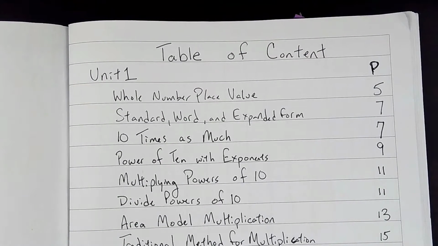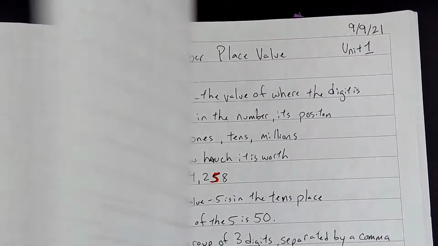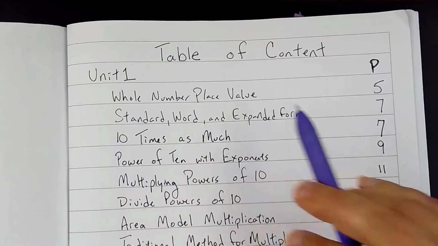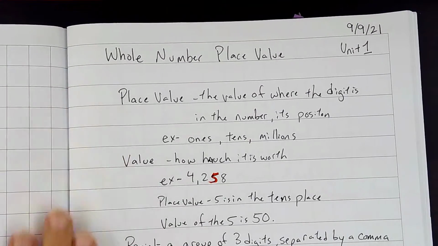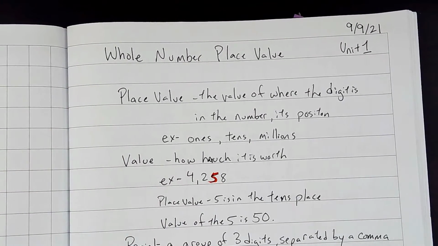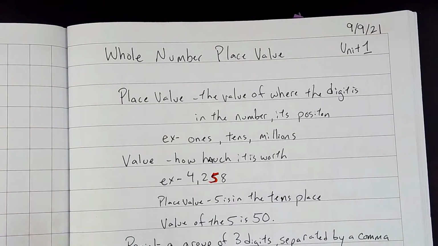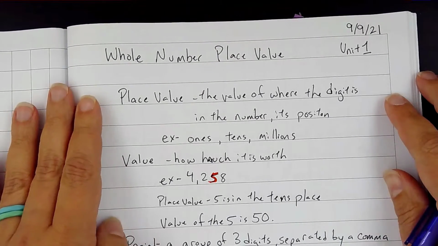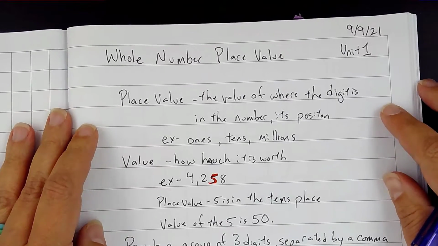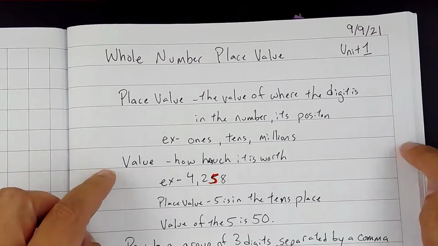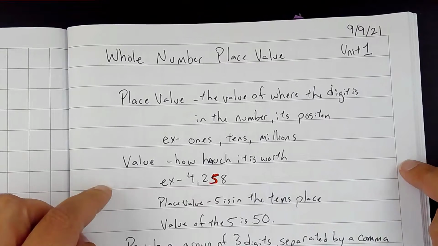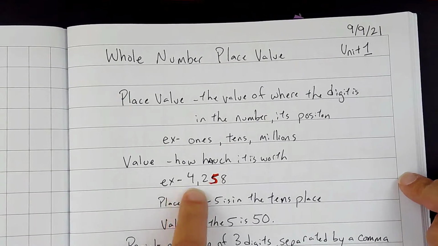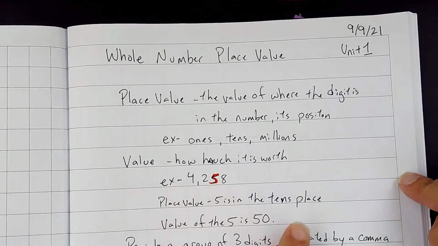In our math notes, we are going to add on to our place value notes on page 5. So these are the first notes that we took, whole number place value. We're going to add on to our decimal place values because we already have this nice chart. Place value is the value of where the digit is on the number, its position. So ones, tens, millions. The value is how much it's worth. So in 4,258, the 5 is in the tens place, so the value of the 5 is 50.